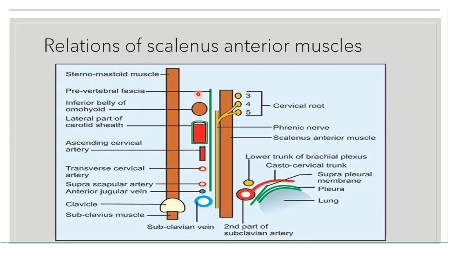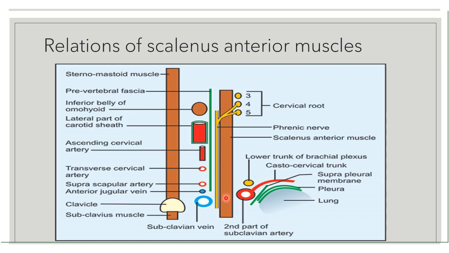This is a schematic diagram to show you the relations of scalenus anterior muscle. This diagram will help you to memorize the relations of scalenus anterior muscle, which are very important from the examination point of view. So we have this scalenus anterior muscle here. This is scalenus anterior muscle, and this muscle is sternocleidomastoid muscle, which is attached on the clavicle. These are the structures which will be present anterior to this scalenus anterior muscle, and these structures are present posterior to this scalenus anterior muscle.